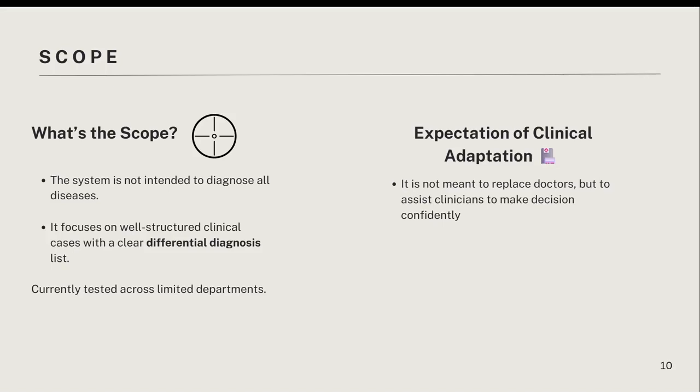So, what's the scope of this project? Is it intended to diagnose all the diseases? No. In our FIP, we have only selected 12 medical departments, and we have done the evaluation. This research is limited to those, and to clinical cases where all the structural information is available. And what's the expectation of clinical adaptation? Is it meant to replace the doctors? No, it's not meant to replace doctors, but to assist clinicians to make decisions confidently and help them with their day to day work.